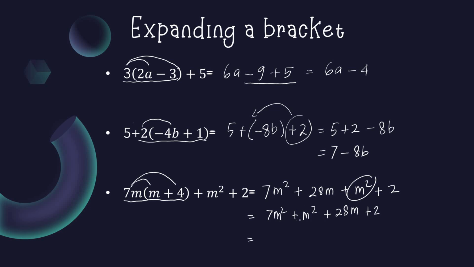If there is no number here, it means 1. 7 plus 1 becomes 8m squared. It does not become 7m to the power of 4 because this is plus. So if plus, we only add the numbers. This means 1. Okay, 7 plus 1 equals 8. Plus 28m plus 2. Like this. So after this, you are going to do the assignment. Thank you.